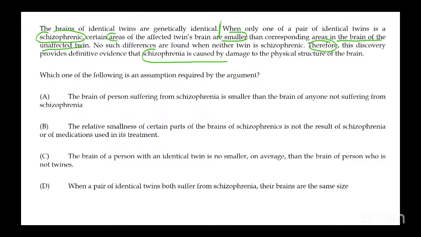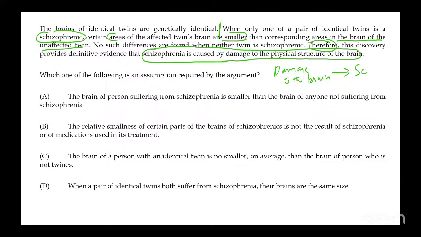Again, there is a cause-effect conclusion. Whenever there is a cause-effect conclusion, be mindful of any alternative explanation. The alternative explanation will weaken the argument. Just look at this one. Schizophrenia is caused by damage to the physical structure of the brain, right? So damage to the physical structure, damage to the brain causes schizophrenia, according to the author.